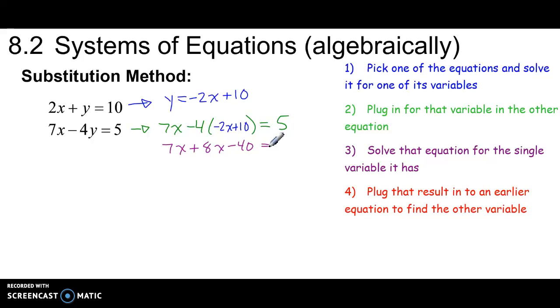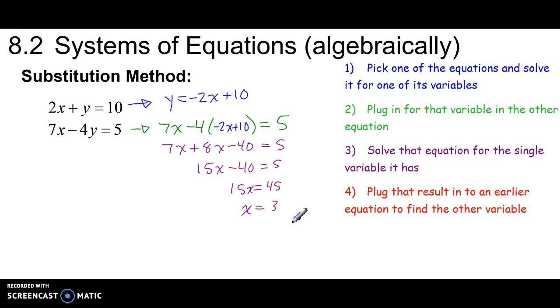We need to collect our like terms. The 7x and the 8x makes 15x. The 40, we're going to move that to the other side. So we've got 15x equals 45. And then divide by the 15, and we've got x equals 3.